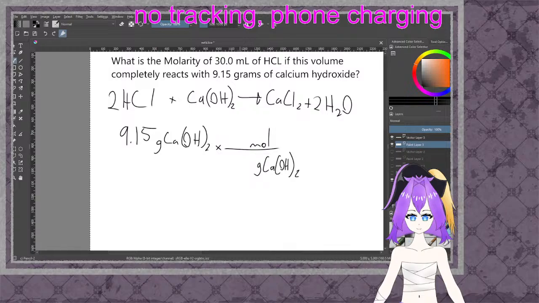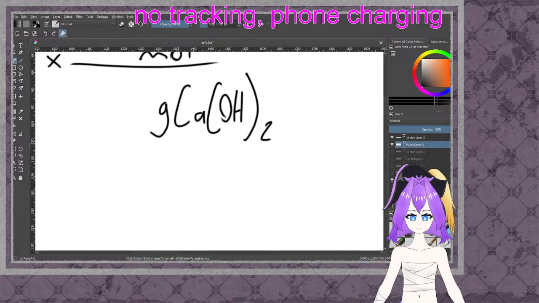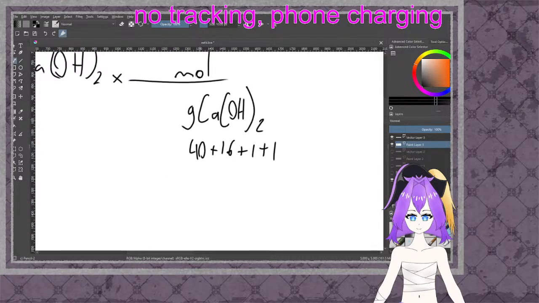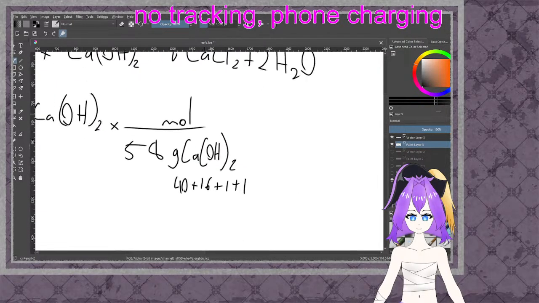So we want to find moles of hydrogen chloride. Right. So, calcium hydroxide. Calcium is 40, oxygen is 16, and hydrogen is 1 each. So it's 40 plus, it's really 15.999, but I don't care, just round it up to 16 plus 1 plus 1. That's 40 plus 18, and that's 58. So 58 grams to moles.